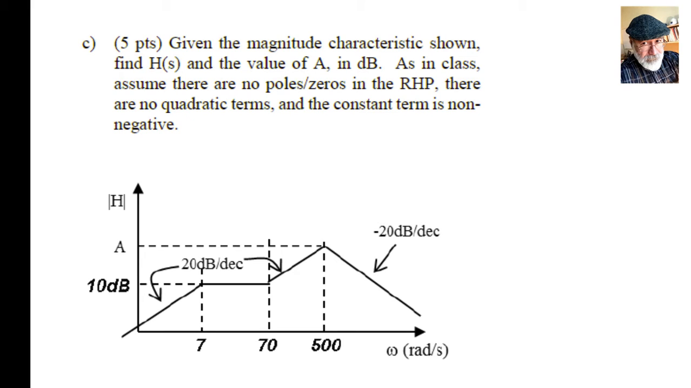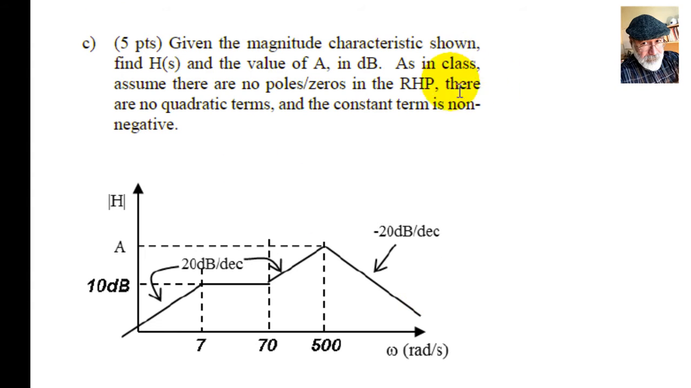And now we go for part C of question 1 in the third midterm for 5 marks. Given the magnitude characteristic shown below, this one, find H(s), the corresponding transfer function, and also the value of A, this peak in decibels, A.